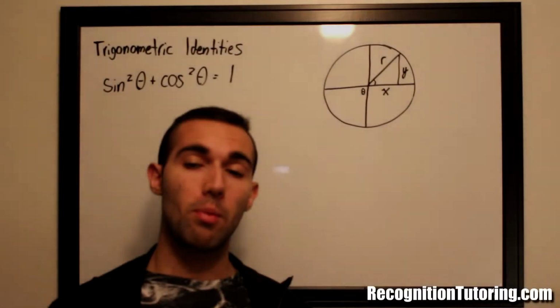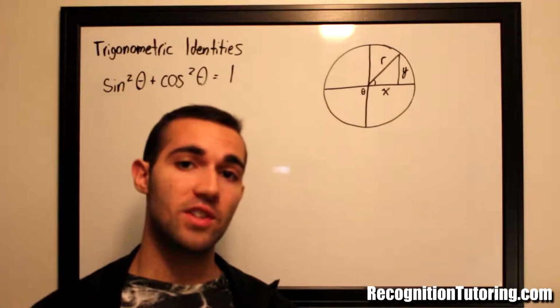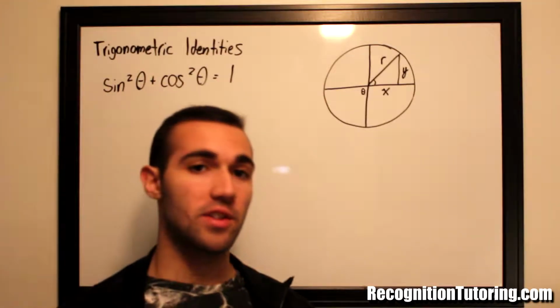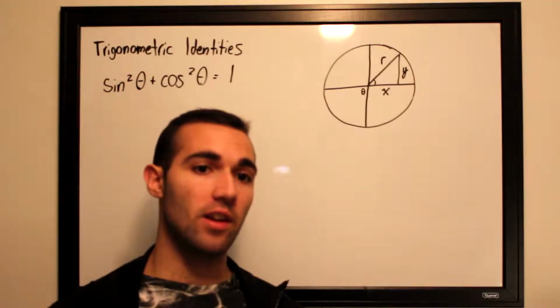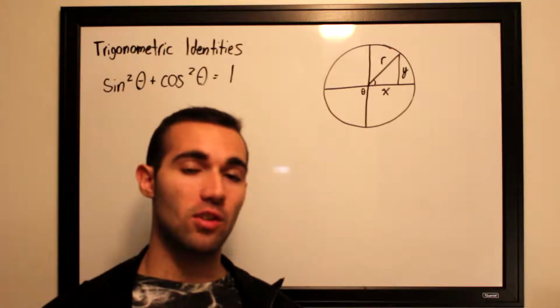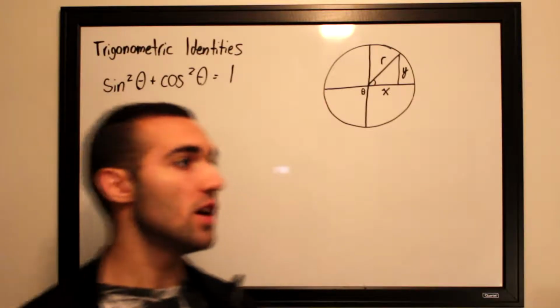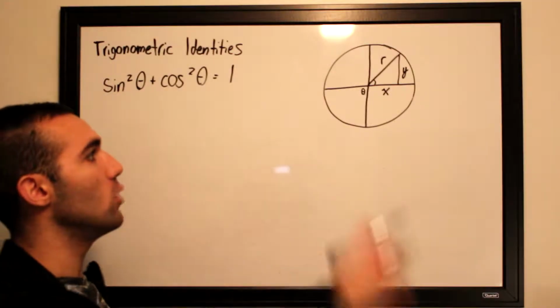So in today's video, I'm going to be providing a very quick proof on why it is that sine squared theta plus cosine squared theta is equal to 1. This is often a very common trigonometric identity that a lot of people don't know where it comes from, but it's something that it's expected to be memorized. So here's a quick proof on that using the unit circle.